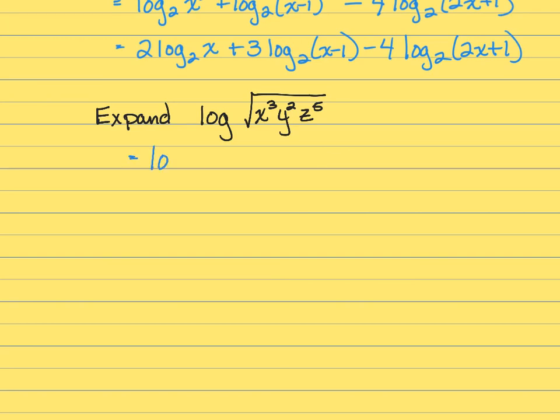You have to remember this, that when I take the square root of something, I could alternatively just write it as being to the 1/2 power. Square root is the same as raising something to the 1/2 power. So if you see a square root in a log, very often you're going to want to do that. And then property 3 will let us bring that 1/2 out.